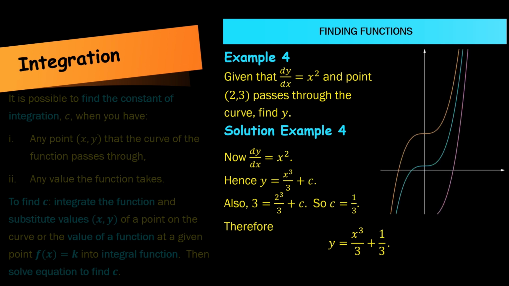Let's now take a look at what various x cubed over 3 plus a constant curves look like on the xy axes. Here's y equals x cubed over 3 plus 2. And here's our curve, y equals x cubed over 3 plus 1/3. Notice it has shifted down. And here's y equals x cubed over 3 minus 4, which has shifted down even further. And here, of course, is our point 2, 3, showing that our curve is passing through it.